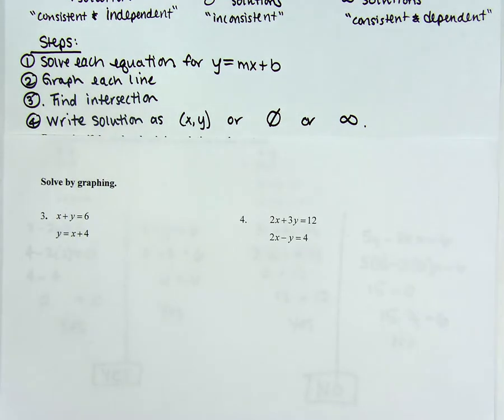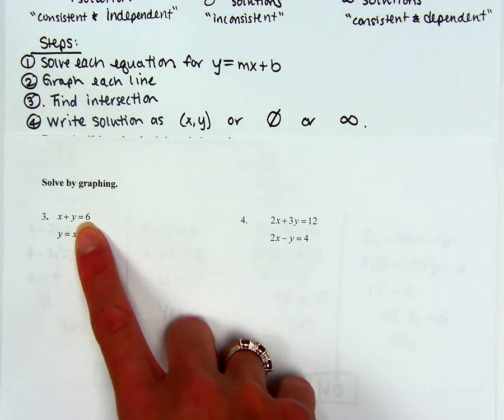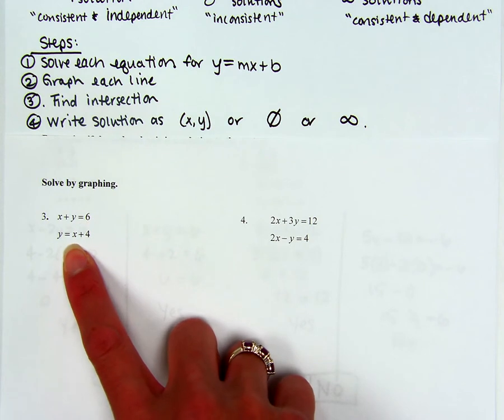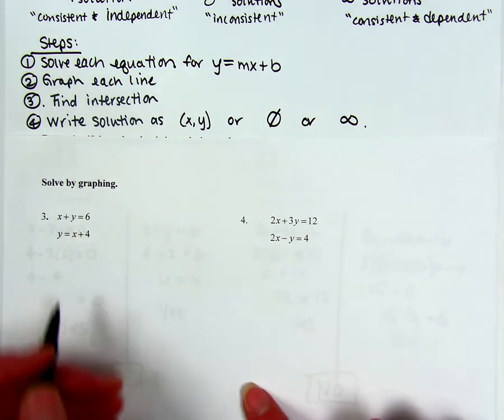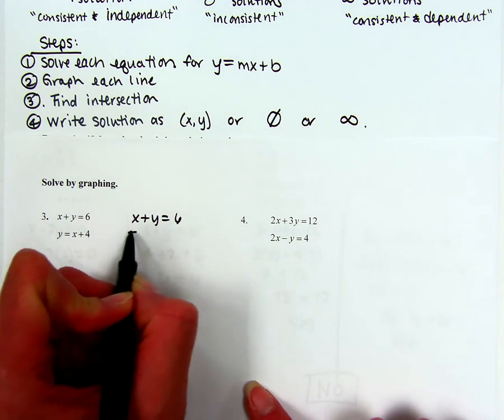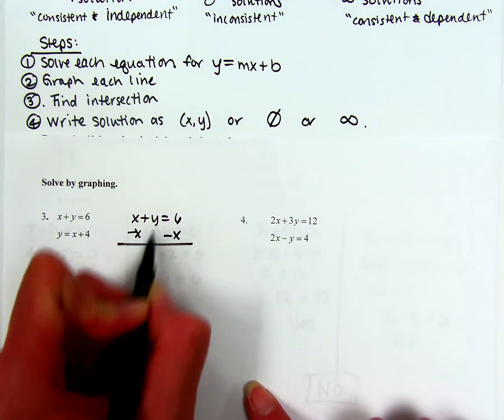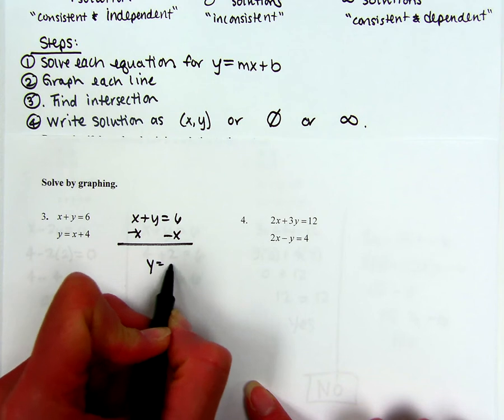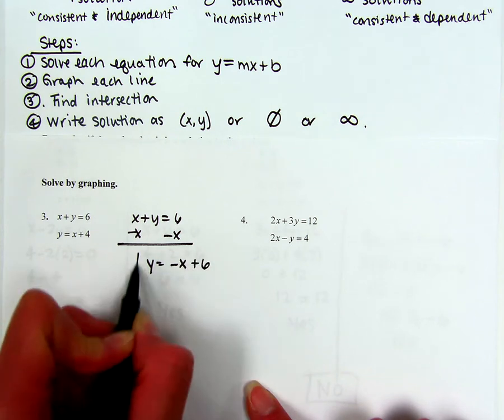Okay, so the first problem, we have to solve for y equals. The second equation already is in y equals form, so we're okay. But in this one, we have x plus y equals 6. So I'm going to subtract x from each side. So I've got y equals negative x plus 6.